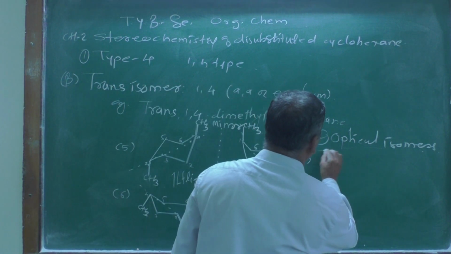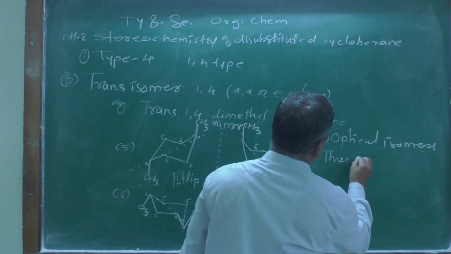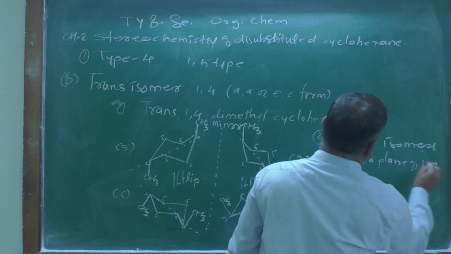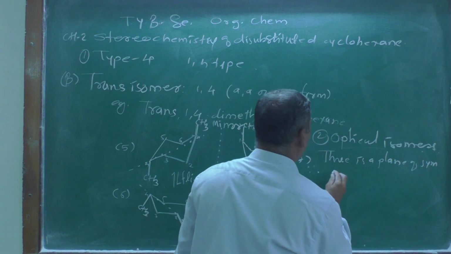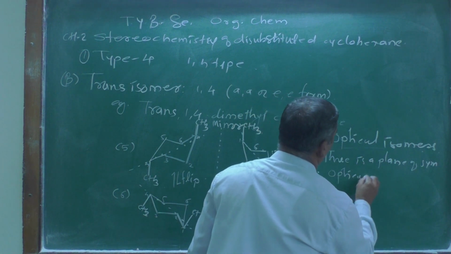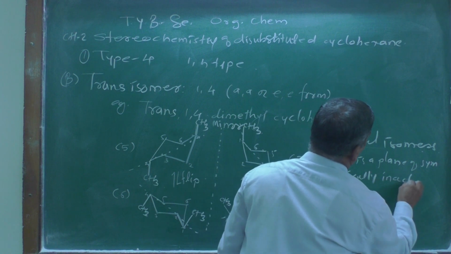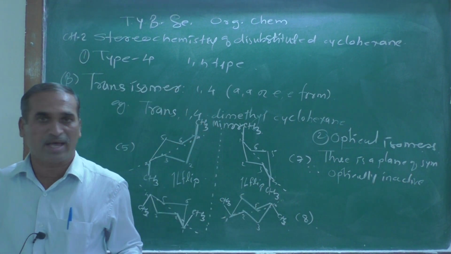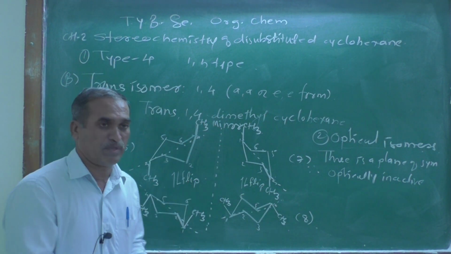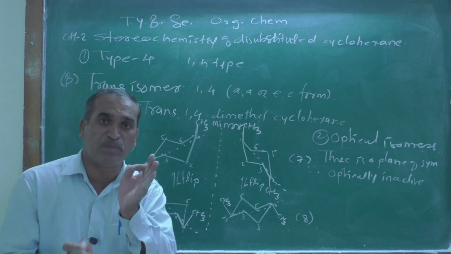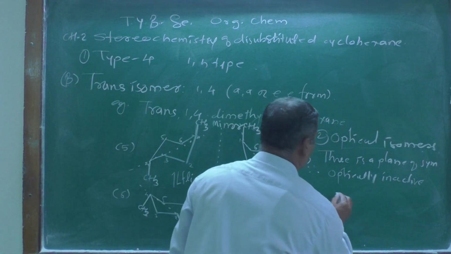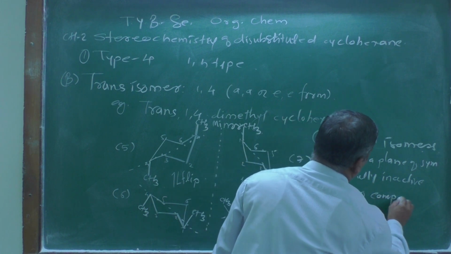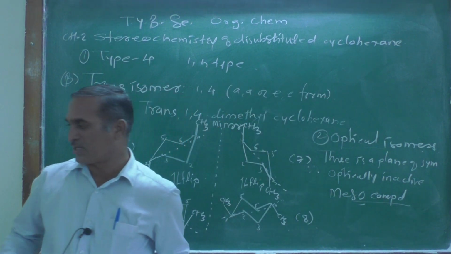There is a plane of symmetry, and therefore these molecules are optically inactive in nature, because they have a plane of symmetry. If a plane of symmetry is there, that molecule becomes a meso compound, and these compounds are meso compounds. Meso compound means what? They are optically inactive.